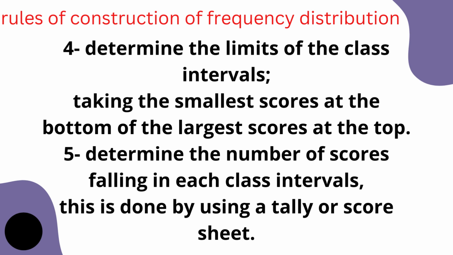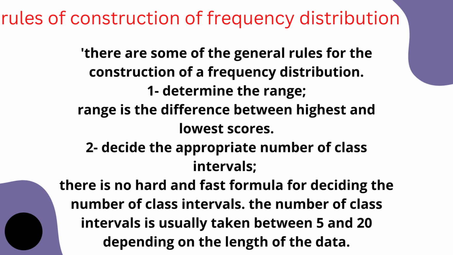Here are the rules to construct the frequency distribution. There are some general rules for the construction of a frequency distribution. Determination of the range: the range is the difference between the high and the low score. Decide the appropriate number of class intervals. There is no hard and fast formula for deciding the number of class intervals. The number of class intervals is usually from 5 to 20, depending on the length of the data.